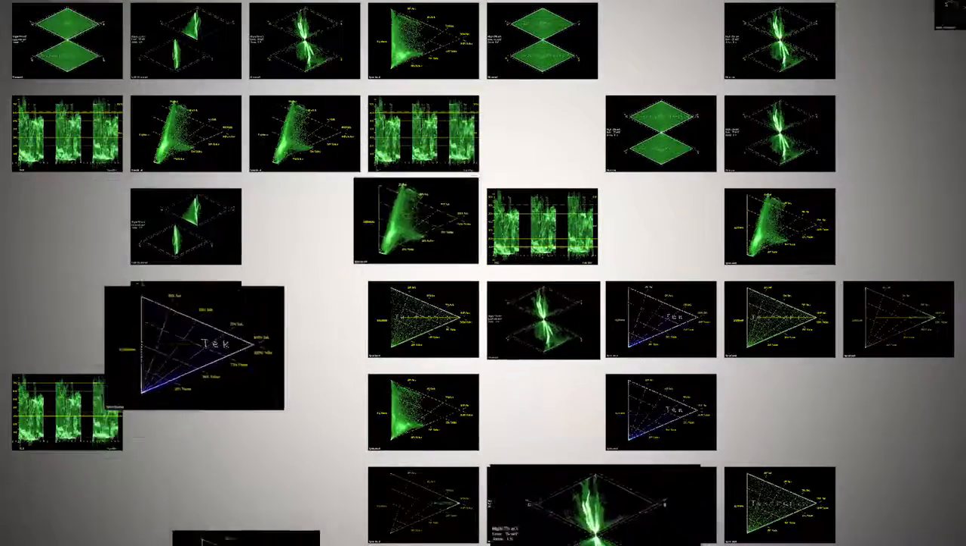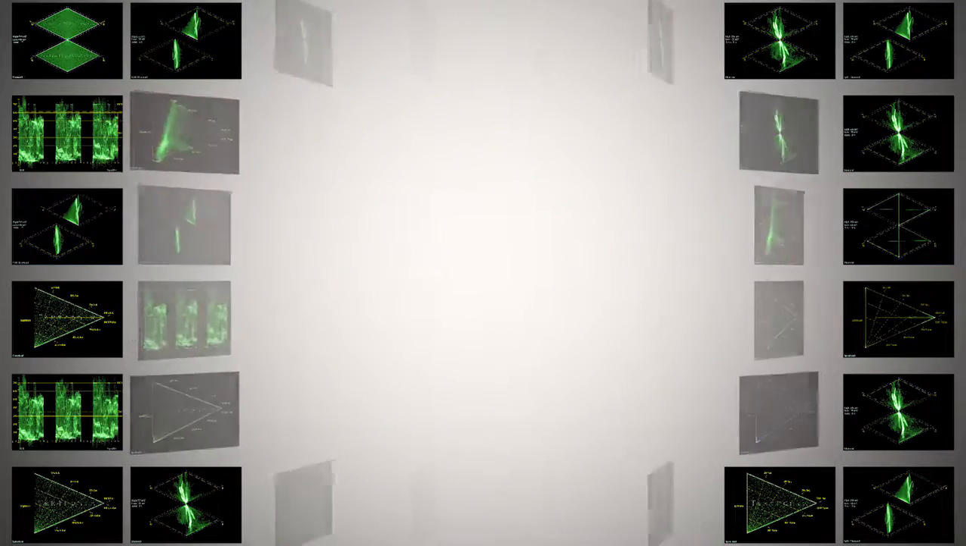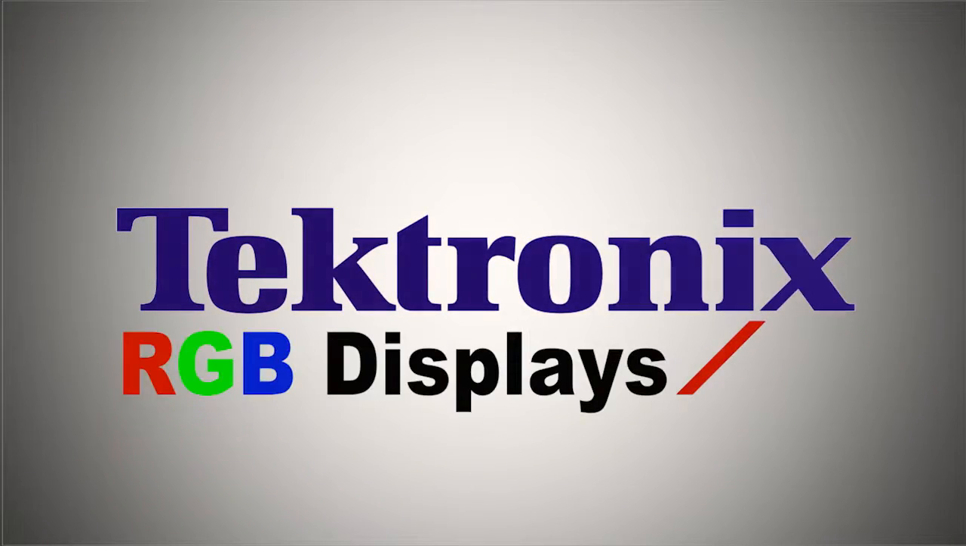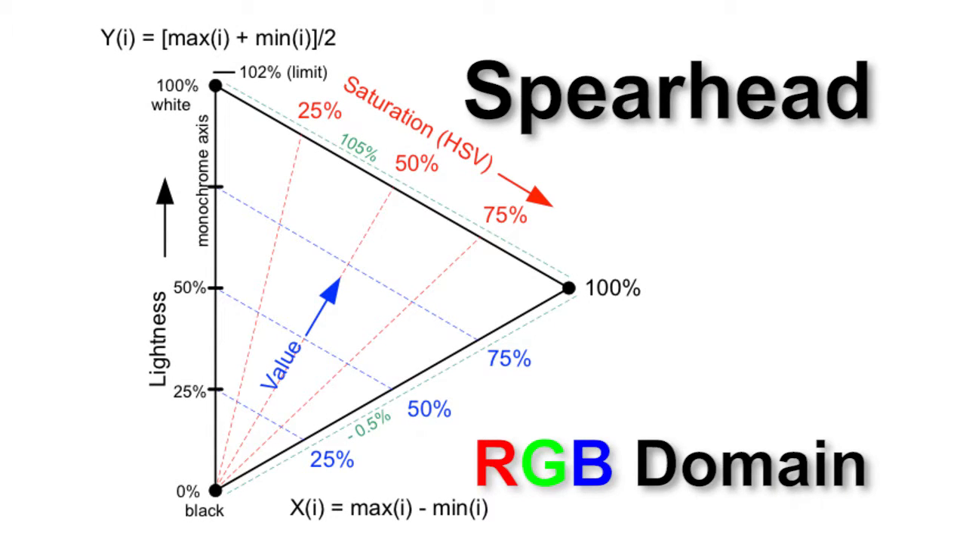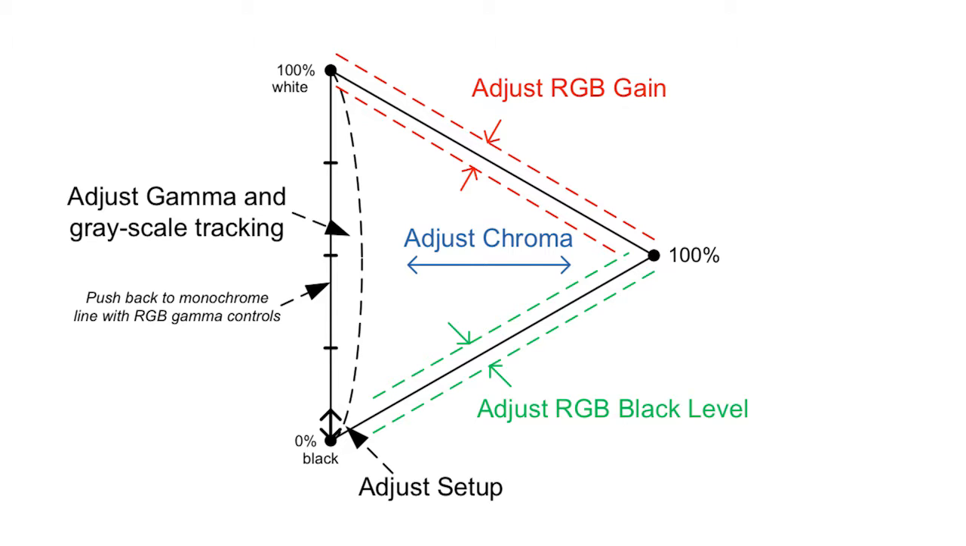When working in the RGB domain, Tektronix provides several displays to simplify adjustments of the red, green, and blue components. The latest patented display from Tektronix is called Spearhead and works in the RGB domain. This display is useful for grayscale tracking and adjusting of saturation and value.